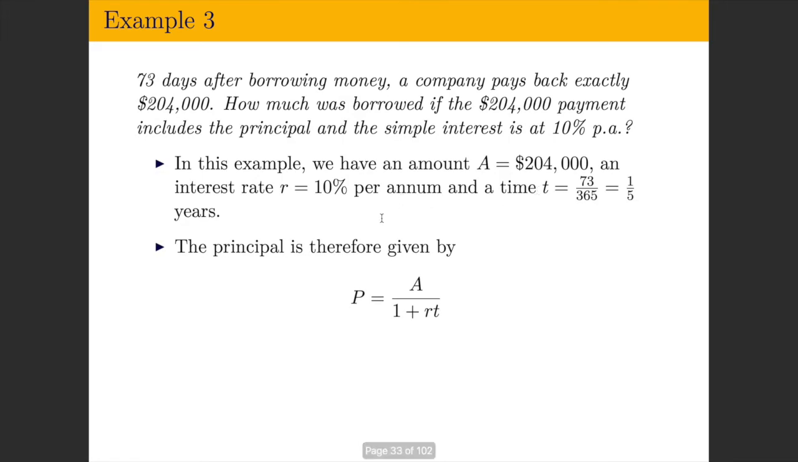So then what we can do is we can actually use the formula we derived previously, which made P the subject. So P is equal to A over 1 plus RT. Then we substitute in our values. Here we've got 204,000. You've got R is 0.1. Again, I've replaced 10% with 0.1 and T with 1/5. And that comes out to be 200,000. So that was the amount that was borrowed. In other words, P, the principal, is the amount that was borrowed.